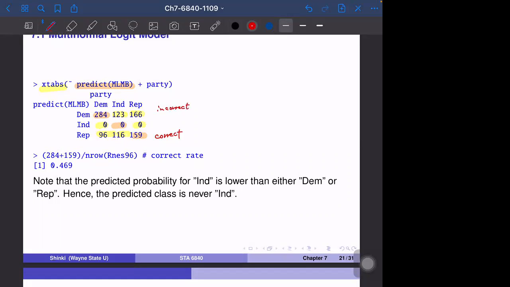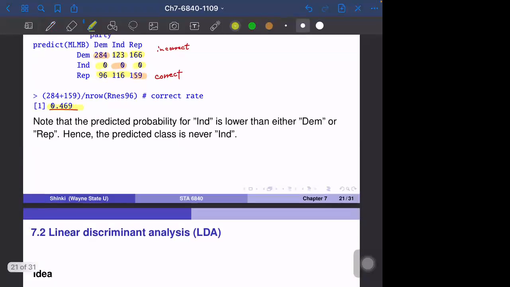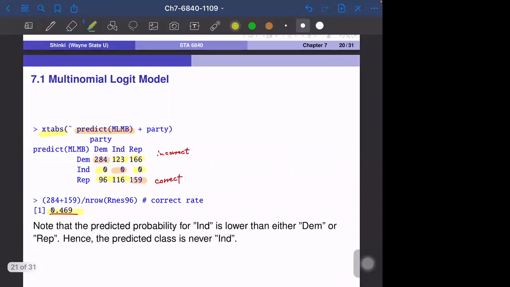So in terms of proportion, that is 284 plus 149 out of all observations. That is 6.9% correct. So that isn't very good, but we only used one predictor, so the performance isn't that good. So this is the example for the multinomial logit model.